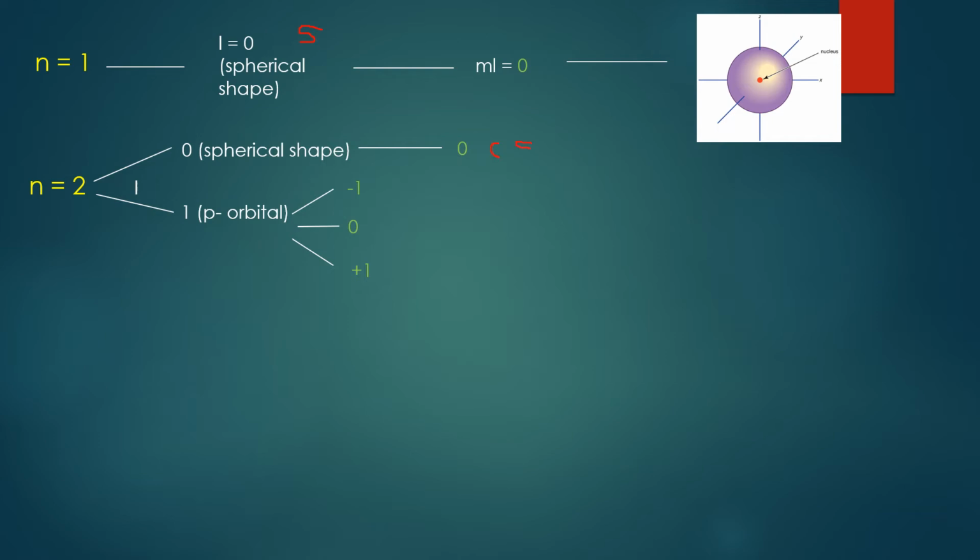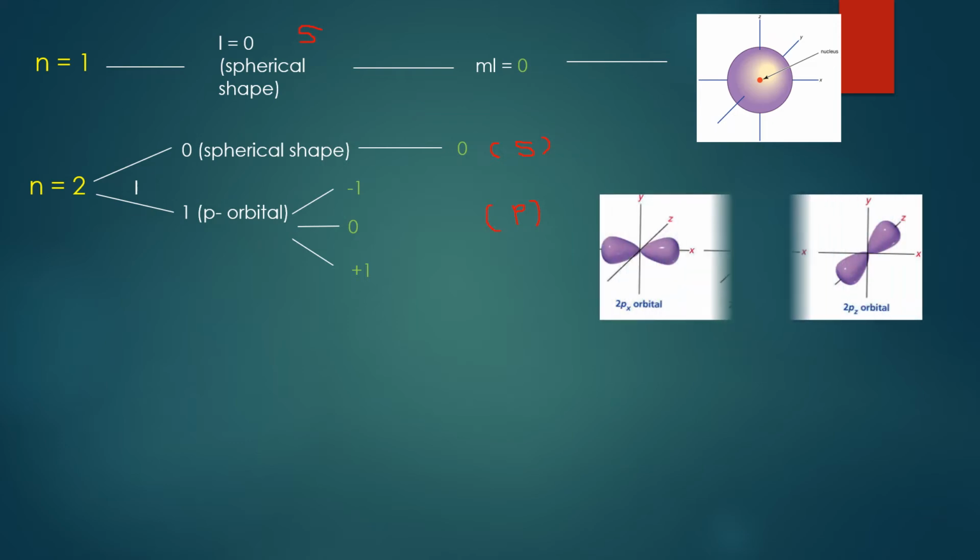Right? When L is equal to 1, then it will be known as a p orbital. So L is equal to 1 will be called a p orbital. And the p orbital shape looks like this, a dumbbell shape. A p orbital can lie in one of the three axes: on the x-axis, on the y-axis, and on the z-axis. So on the x-axis, this is ml is equal to negative 1, this is ml is equal to 0, and this is ml is equal to positive 1.